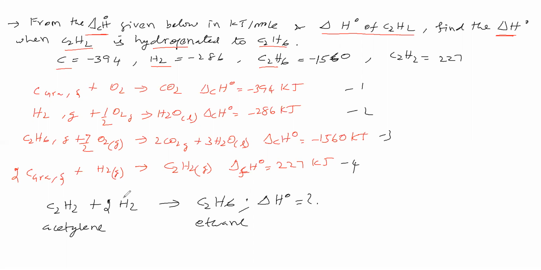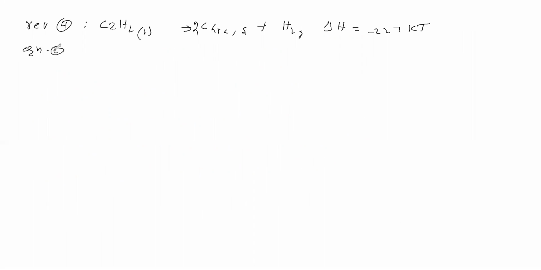Next we want H2. Hydrogen we want on the left side. That hydrogen is available in the second equation, therefore take the second equation now. Equation 2 is H2 gas plus half O2 gas gives H2O liquid. For that, delta H is minus 286 kilojoule. So hydrogen we got.